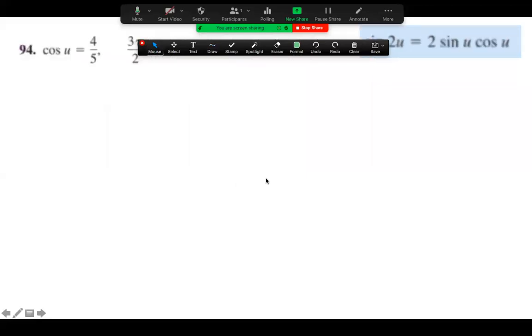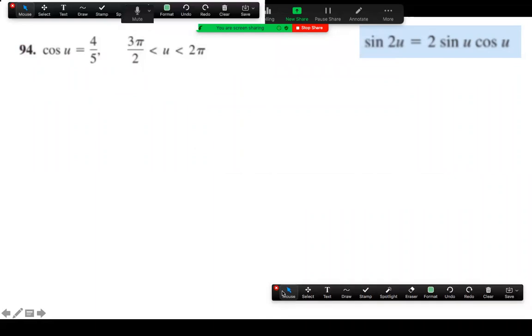All right, so that brings us to problem 94, which is the same idea as the previous one. You are only given cosine of the angle is 4 over 5. And we need to find sine of double angle, cosine double angle, tangent double angle. So let's get right to it.